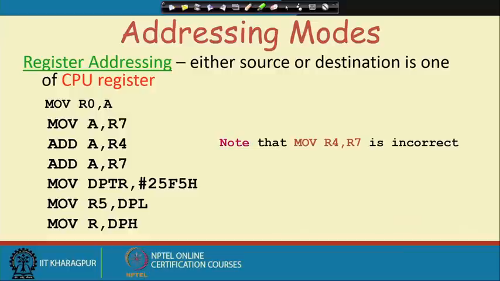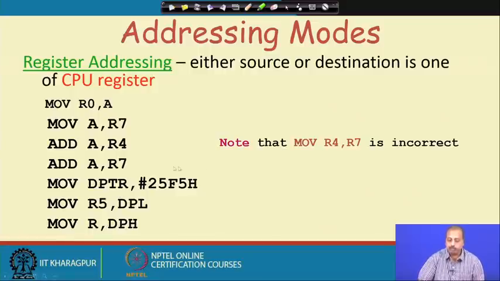Like this instruction, MOV DPTR, #25F5 hex. So this DPTR pair will get this value: DPH will get 25 and DPL will get F5. Or we can access the individual registers, DPL and DPH. MOV R5, DPL: DPL's content will come to R5. There should be a number here, say R5, R4 or R3. The register number is missing here. Then, comma DPH: that register will get the value of the DPH register.